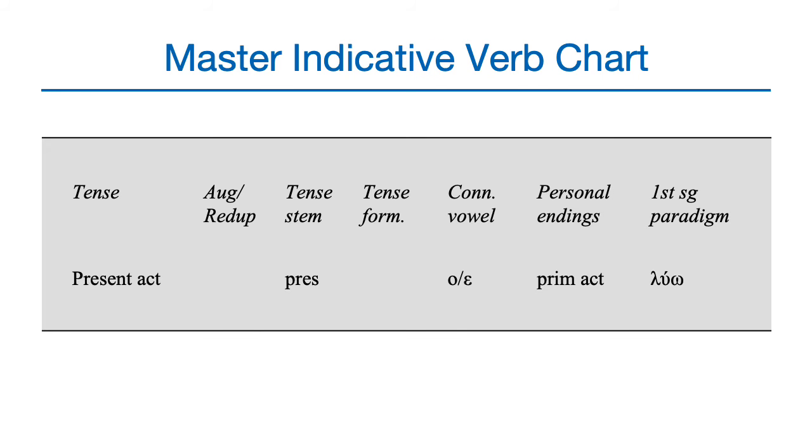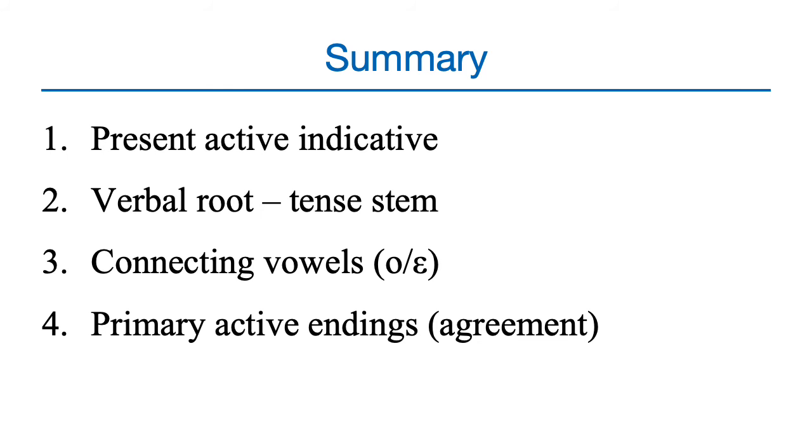You're going to come up against something called the master indicative verb chart. This is just for your attention. It's going to come up where you have the tense, the augment, whether it is there, forget that. The tense stem, the tense formative, connecting vowel, personal endings, first singular paradigm. That's going to come up, so don't worry about that for now. For now, present active and negative, that's what we deal with in chapter 16.